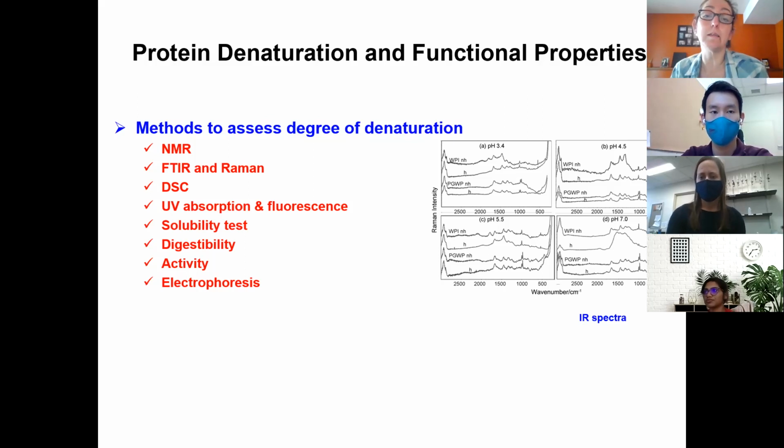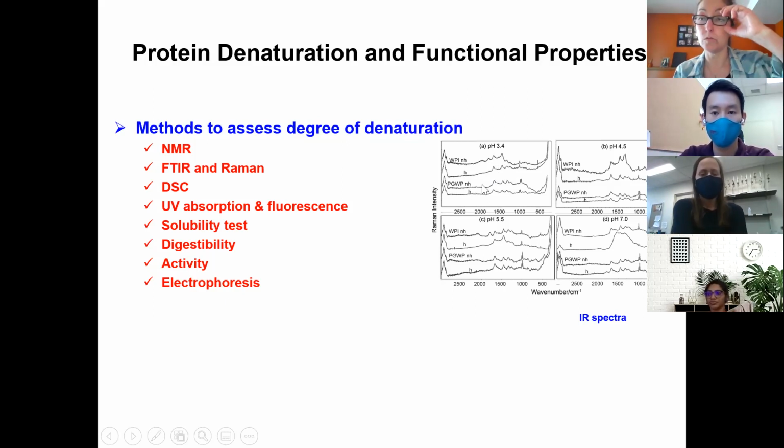So here in this example, we looked at whey protein isolate without heat and with heat. We do see differences in the spectra. We do analyze the spectra and determine exact differences. And we look at, for example, partially glycated whey protein, non-heated and heated.